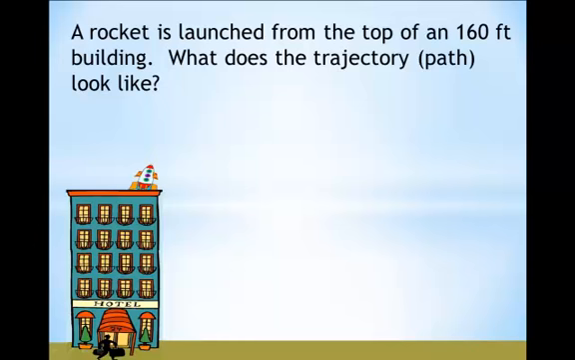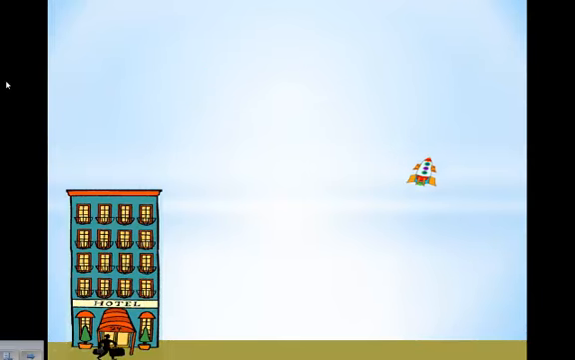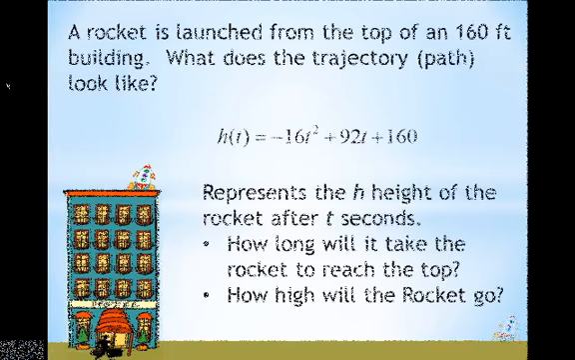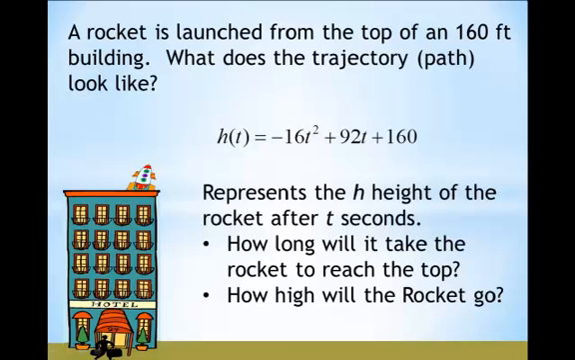A rocket is launched from the top of a 160-foot building. What does the trajectory look like? H of t equals negative 16t squared plus 92t plus 160 represents the height of the rocket after t seconds. How long will it take the rocket to reach the top? How high will the rocket go?